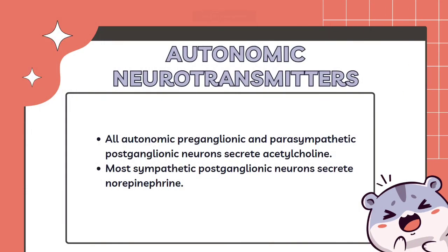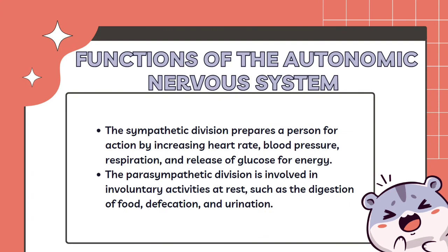Now let's proceed to the autonomic neurotransmitters. All autonomic preganglionic and parasympathetic postganglionic neurons secrete acetylcholine. Most sympathetic postganglionic neurons secrete norepinephrine. Many body functions can be stimulated or inhibited by drugs that either mimic these neurotransmitters or prevent the neurotransmitters from activating their target tissues. Functions of the autonomic nervous system: the sympathetic division prepares a person for action by increasing heart rate, blood pressure, respiration, and release of glucose for energy. The parasympathetic division is involved in involuntary activities at rest, such as digestion of food, defecation, and urination.